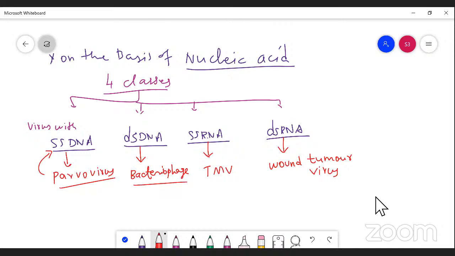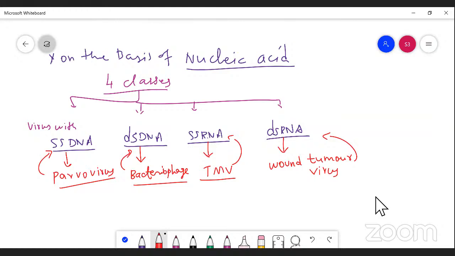So bacteriophage is an example of double strand of DNA structure. Tobacco mosaic virus is an example of single strand of RNA. Wound tumor virus is an example of double strand of RNA. These are the four classes based on nucleic acids.